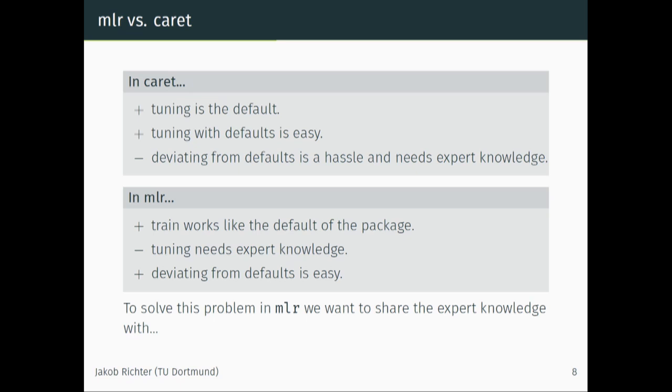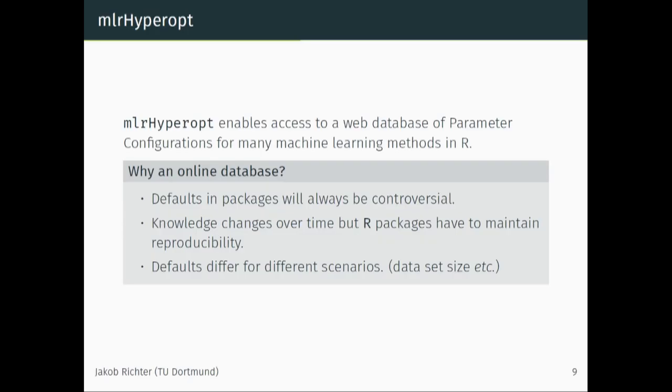So to solve this problem in mlr, we might want to save this expert knowledge somewhere. And there my package mlrHyperopt comes into play. It enables you to access a web database of parameter configurations for many machine learning methods. And why did I choose to make such a complicated online database for it?